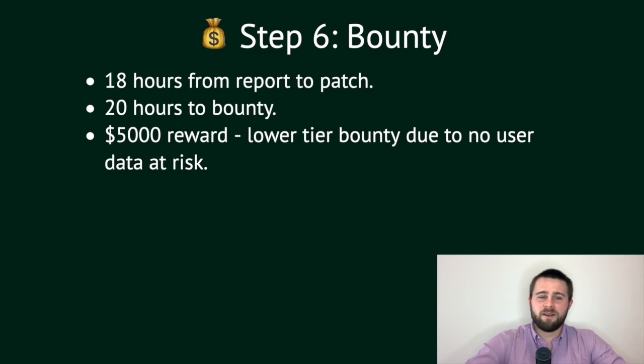Facebook responded very quickly. They took only 18 hours to patch the system and paid out the bounty 2 hours after that. As far as their bounty program goes, this was a lower tier bounty. If any user data had been at risk, if this wasn't a prototype Sentry instance, they would pay more. So what can we learn as aspiring Django website hackers from this?